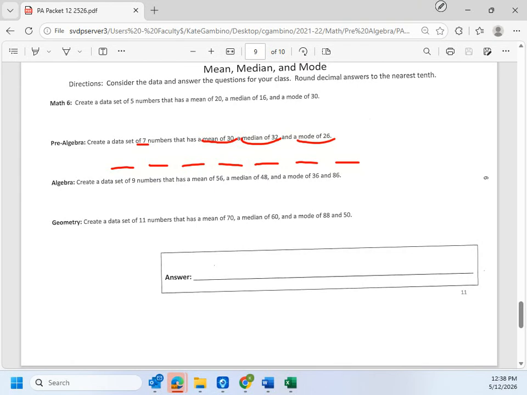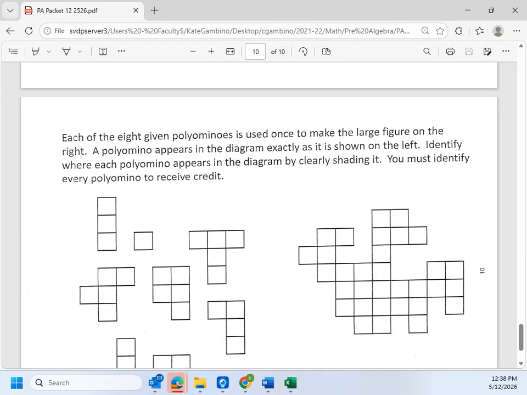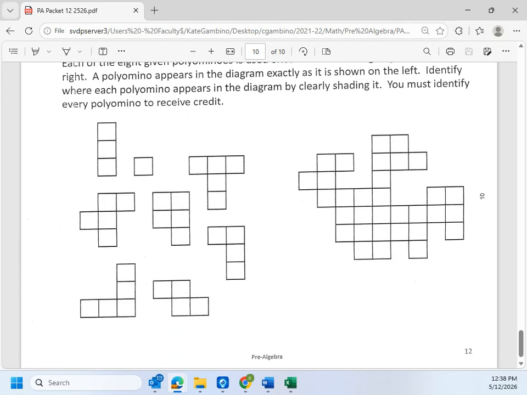And our last page, I believe, is the polyominoes. Are we on that? Yep. Last page is the polyomino. We have done this before. Sliding it across, no flipping, no turning. If you have questions, please come ask questions.